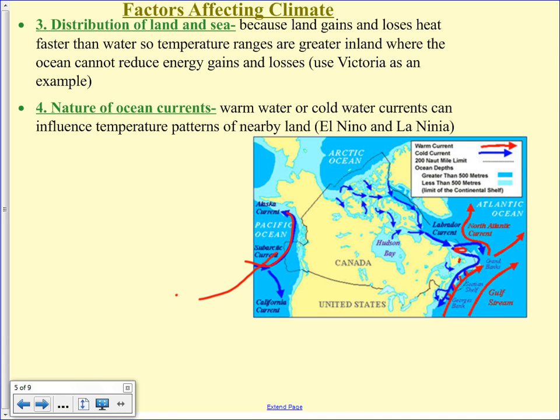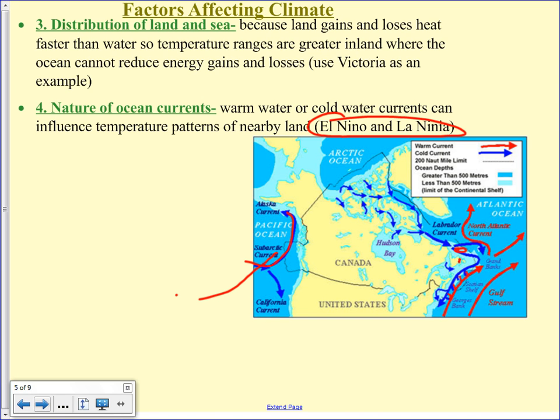Okay, the other ones that you may have heard of: El Nino and La Nina. How many people have heard of those before? If we get a really unseasonably warm winter, people are like, oh yeah, it must be an El Nino year. If we get a really wickedly cold one, then it's a La Nina year.